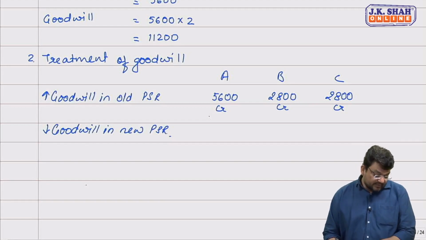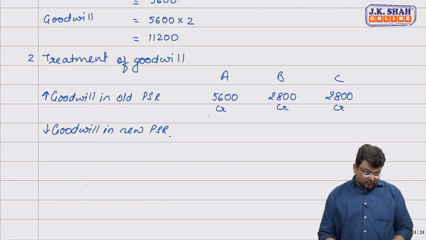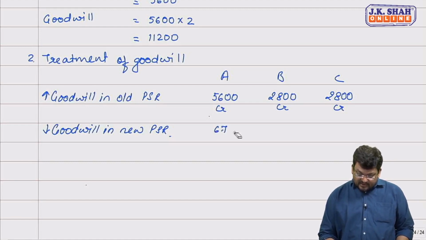The new ratio is 3:2. They will be sharing future profits in the ratio 3:2. So 6,720. A has died. The new ratio of B and C will be 6,720 and 4,480.